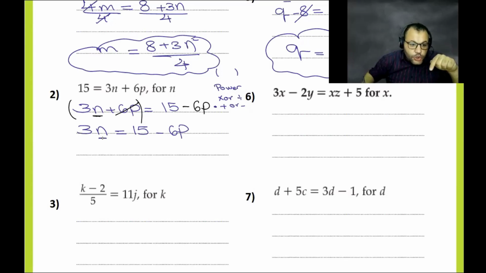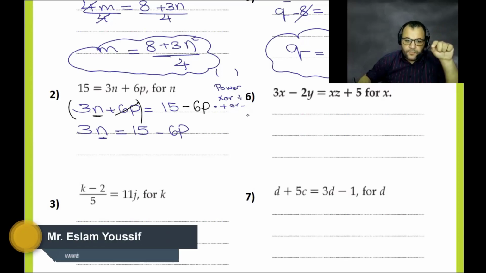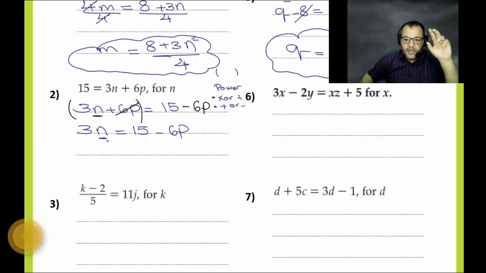Beside n, we need to solve for n. Underline the variable that we need to solve. Is there any plus and minus beside n? No. Is there any times or divide? There is times. Yes, there is.